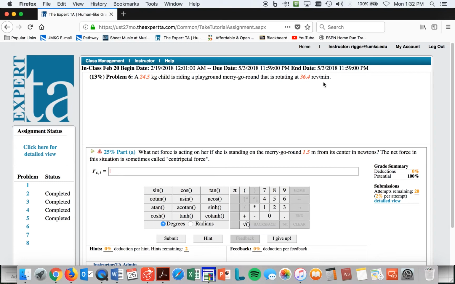I love this. What net force is acting on her? What is the net force if she's standing on a merry-go-round with a radius of 1.5 meters? What's her net force? It's her centripetal acceleration times her mass. Every time. Okay? That is the net force. Now, that's because she's going at a constant speed and a constant acceleration, constant tangential velocity.